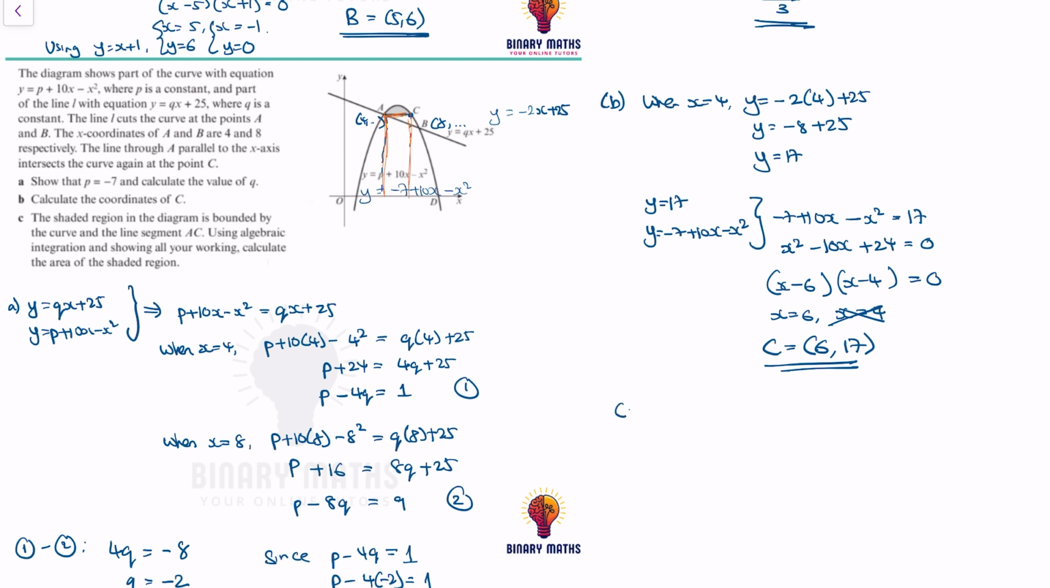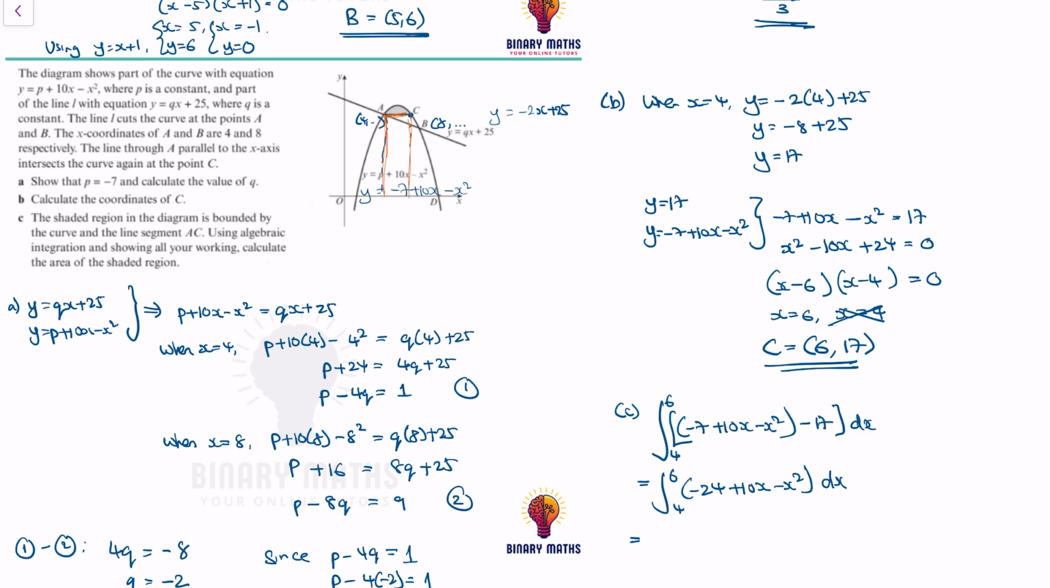Because you're integrating between A and C, and A is 4 and C is 6, we integrate between 6 and 4. So it's the area under the curve, minus 7 plus 10x minus x squared, take away the area under y equal to 17, so take away 17 dx. If we simplify this, it's the same as integrating between 6 and 4 of minus 7 take away 17, which gives minus 24, plus 10x minus x squared dx.